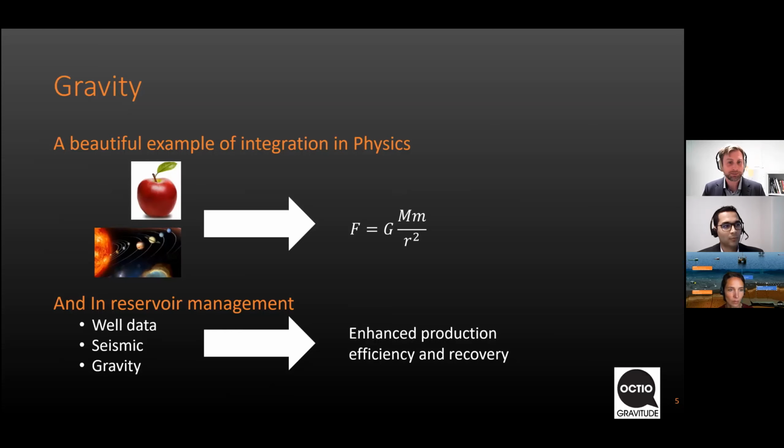And using this type of knowledge together with seismic, together with well data, you're actually able to manage the reservoirs and get enhanced production and more efficient management of the field.